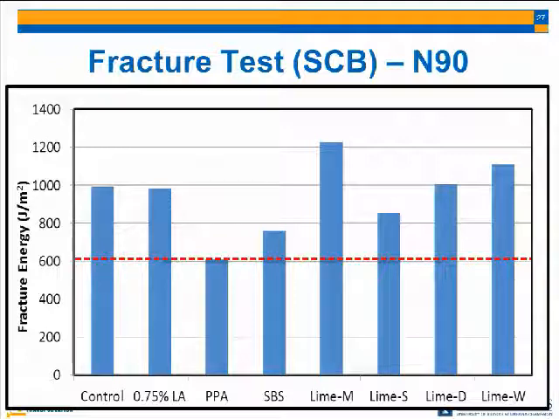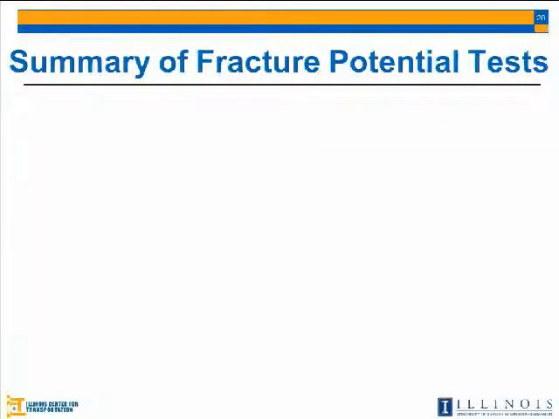For the case of N90 mixes, all of them, on the contrary, reduced or did not significantly have any effect on the fracture energy when compared to control, except in the case of lime marination and lime wet. PPA had the most significant reduction in fracture energy when compared to the control mix. But most of them passed the threshold.